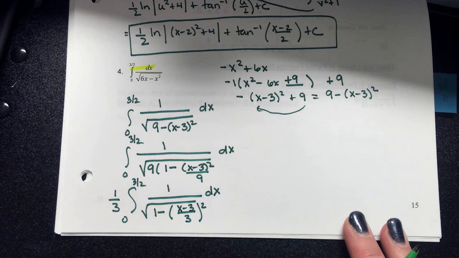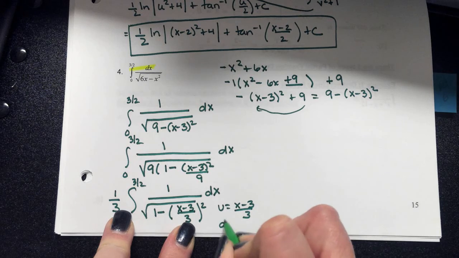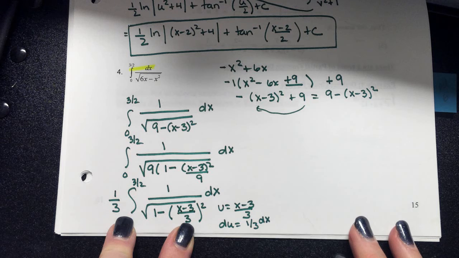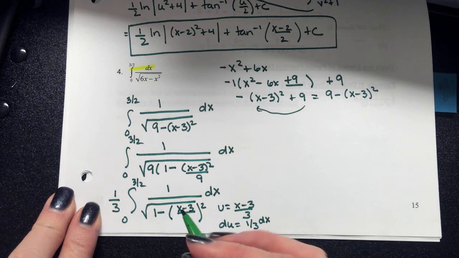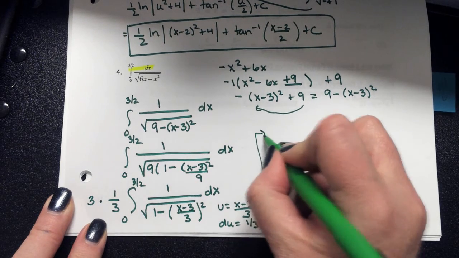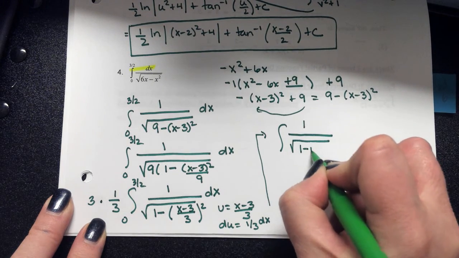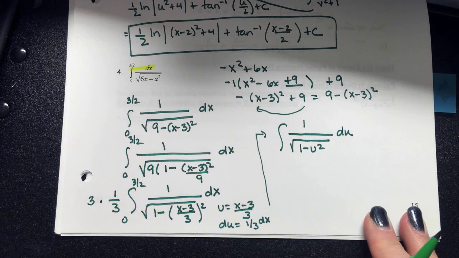Now what? I'm going to have to do a u sub. So u is equal to x minus 3 over 3. My du is going to be a 1/3 dx. So I have to divide out a 1/3, which means what am I going to do with the 1/3? I'm going to multiply by a 3. So I have my integral of 1 over the square root of 1 minus u squared du. Now I'm ready to integrate.